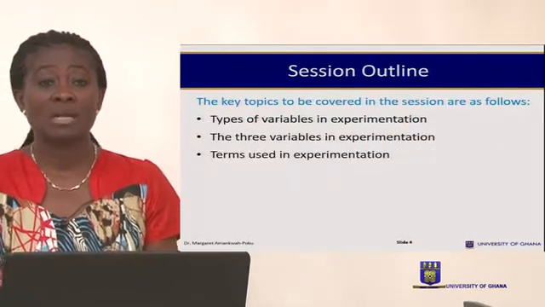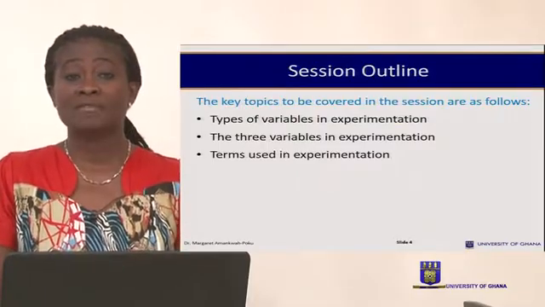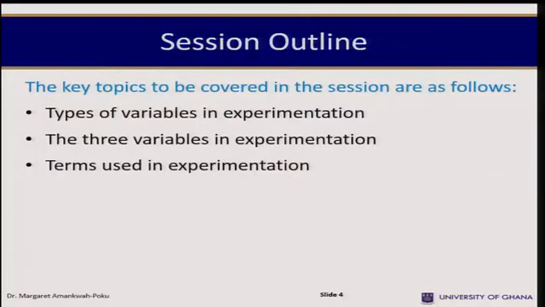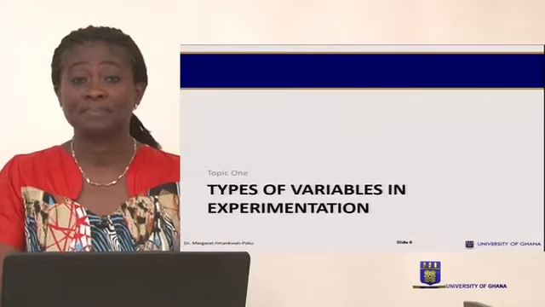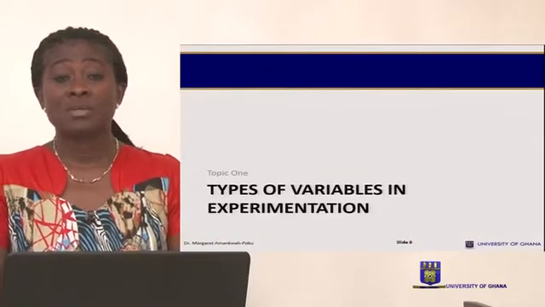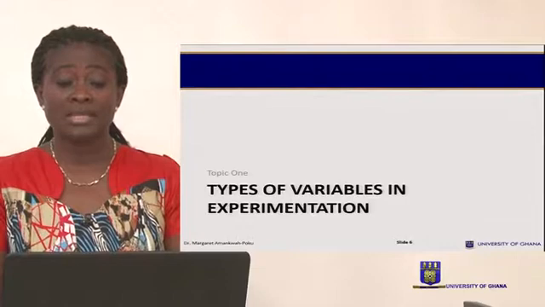So basically, I'm going to cover 3 topics: the types of variables, the 3 variables in experimentation, and then terms in experimentation. So this is your reading list. Again, ensure that you read the chapters in these textbooks. So let's start. I'll first talk about the types of variables in experimentation.